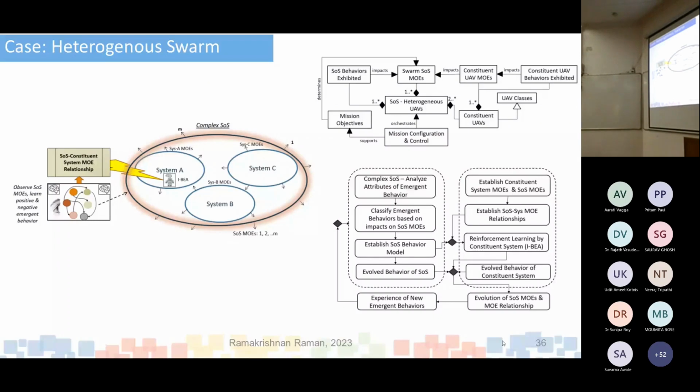In this case, we have the behavior model established at the swarm level, and each of the constituent-system-to-swarm-level relationships is established and learned. And then this classifier serves as the environment and rewards the IBEA. So that is the overall framework that is set up.